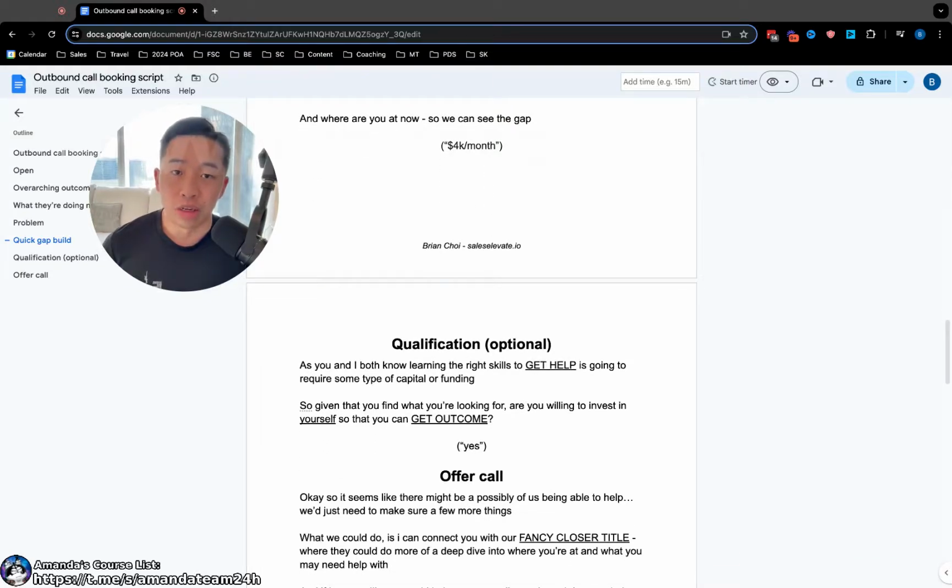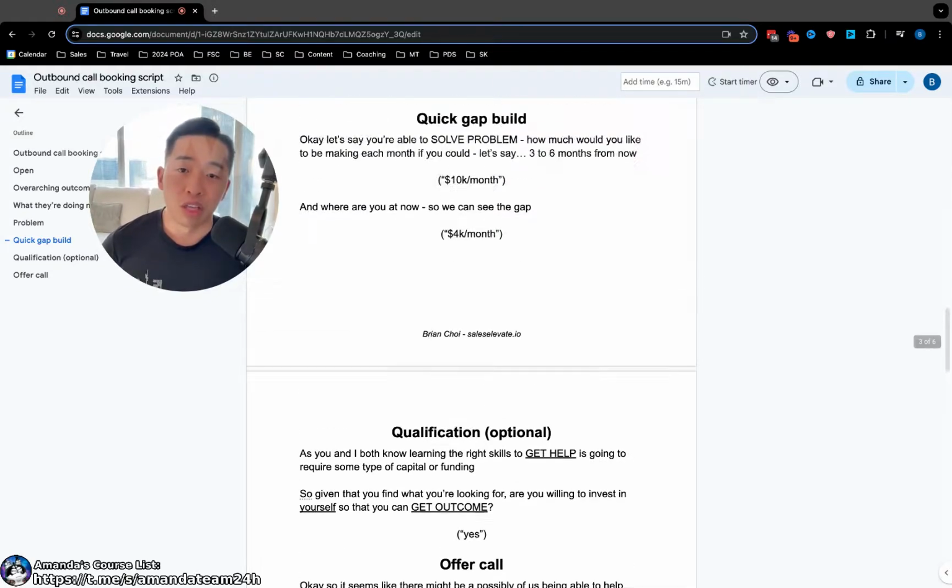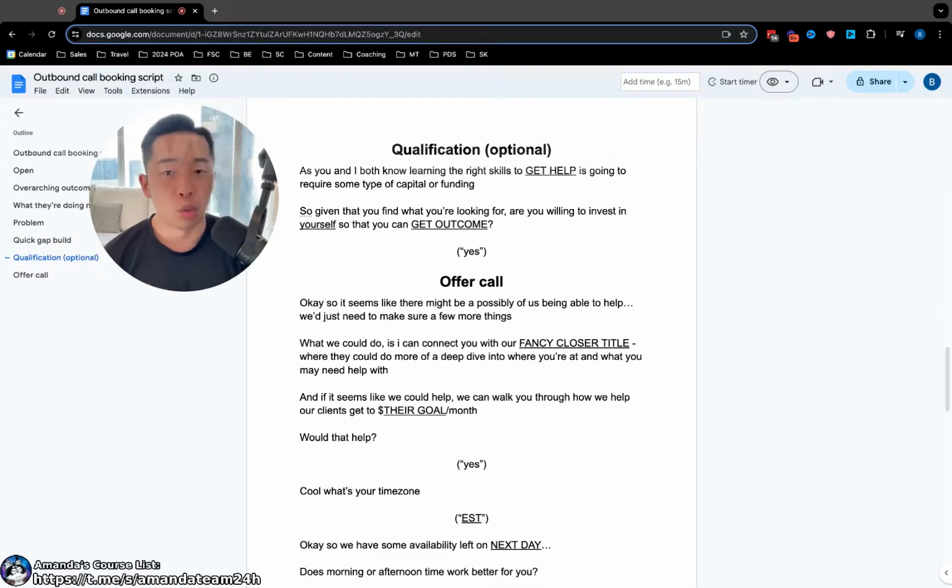If your offer is helping to get more dates, okay, so how many dates with women that you're actually happy seeing, that you actually find attractive, are you seeing each month now? They'll say one. Or how much would you like to be seeing? I want to be dating three girls. Okay, and where are you now so we can see the gap? Zero.